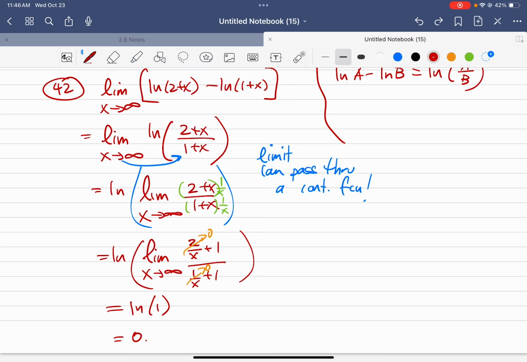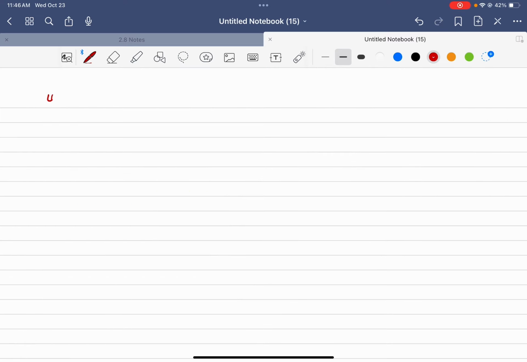So that's 42. Let's look at 48. That problem was all about changing the form. In 48, we have (2x squared plus 1) over (3x squared plus 2x minus 1). They ask us to find the horizontal and vertical asymptotes.